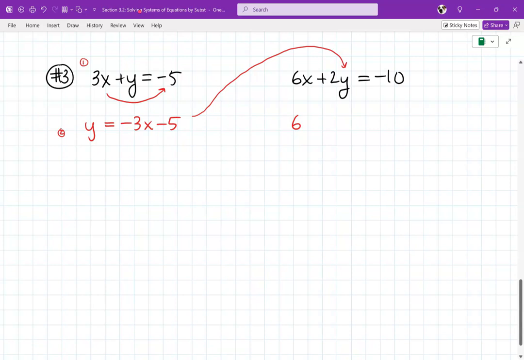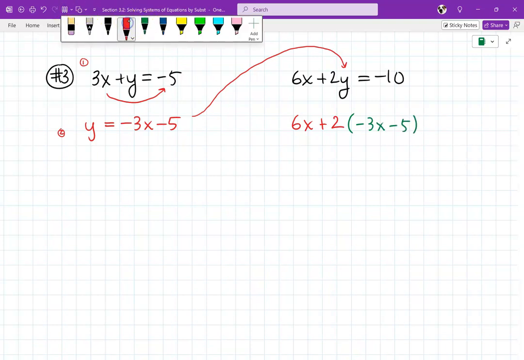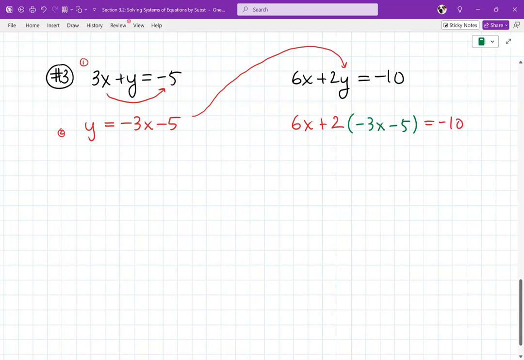So 6x plus 2 times y is negative 3x minus 5, so negative 3x minus 5 equals negative 10. This is step 3 right there. Plugging it in. Now I have to work everything out so that I can do step 4, which is plugging it back. Okay, so let's work everything out. We got 6x minus 6x minus 10 equals negative 10.